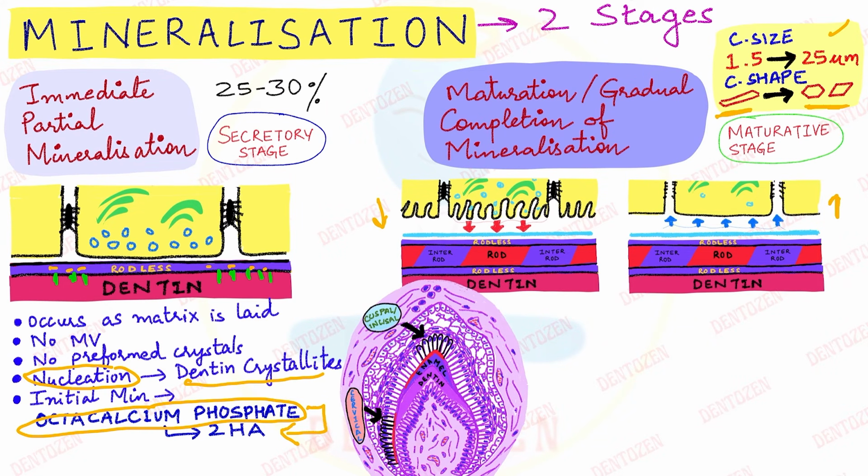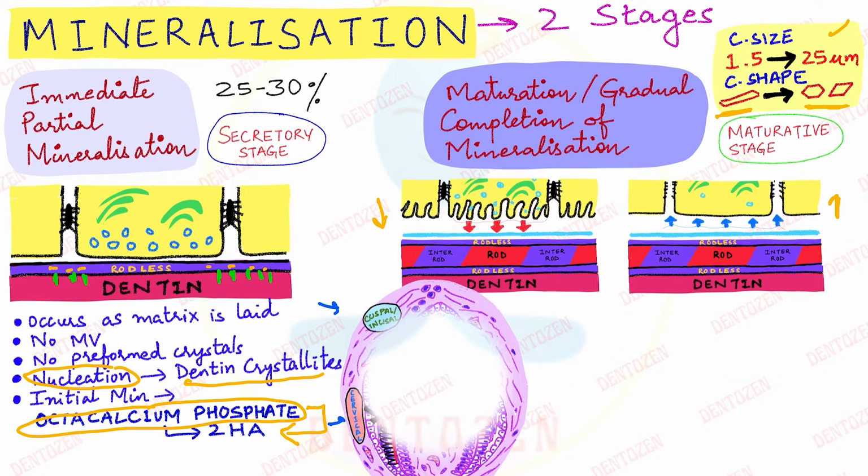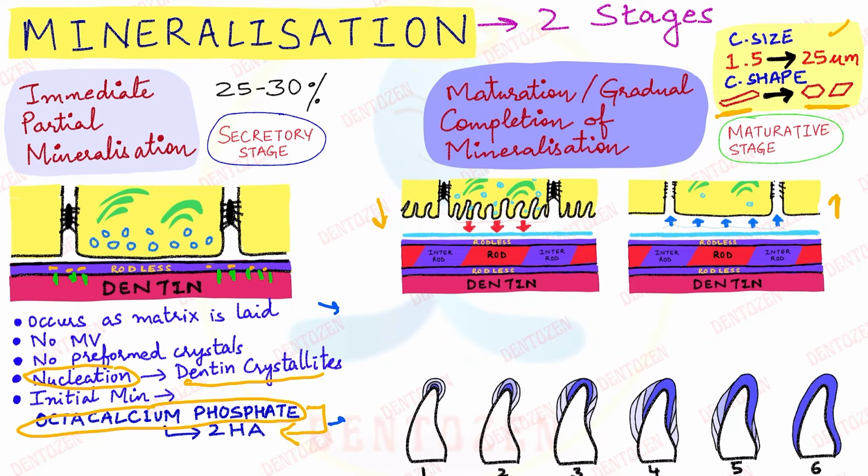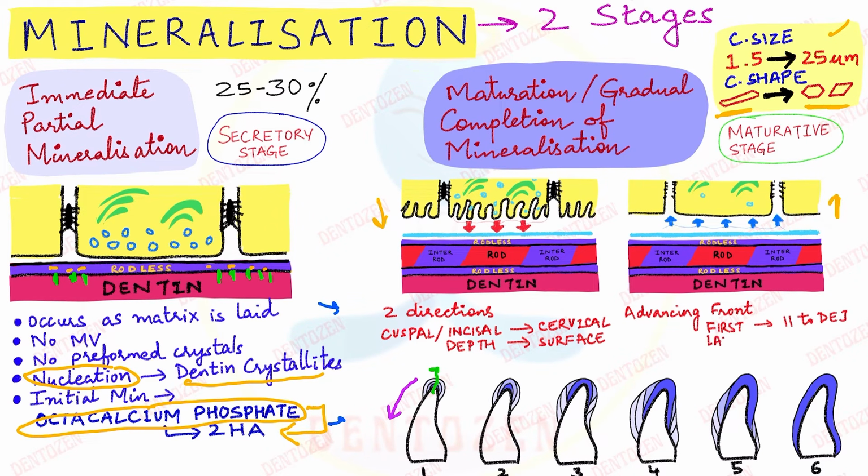Now this mineralization begins at the cuspal or incisal region and goes towards the cervical region. If we see the progressive mineralization in the crown of a tooth, we'll see that it occurs in two directions. It starts from the cuspal region and goes to the cervical region. Also, it starts from the inner depth and goes towards the surface. So those are the two directions: cuspal or incisal to cervical, and depth to the surface. Also, if we look at the advancing front of mineralization, initially this advancing front is parallel to the dentino-enamel junction, and later on it becomes parallel to the outer surface of the enamel.